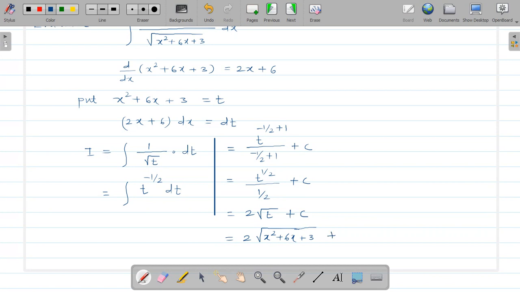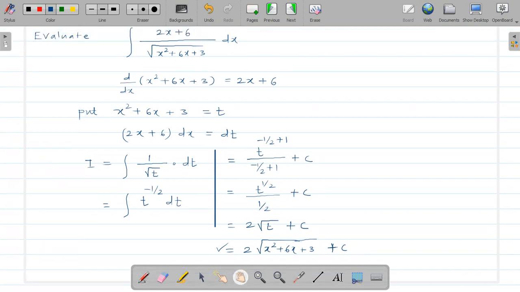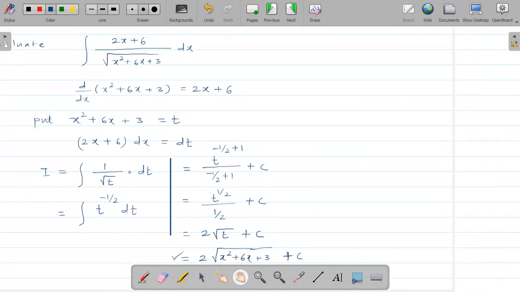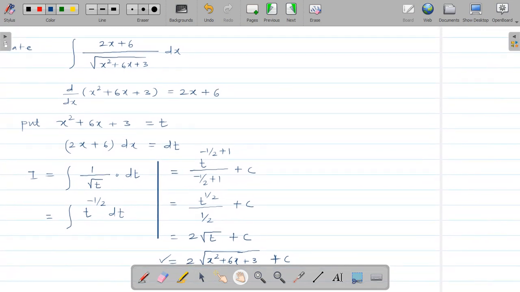Okay, plus constant. So this is the answer of the integration. The integration of (2x plus 6) upon root of (x square plus 6x plus 3) is equal to 2 into root of (x square plus 6x plus 3) plus constant. Now if you observe here, then another method is also applicable.